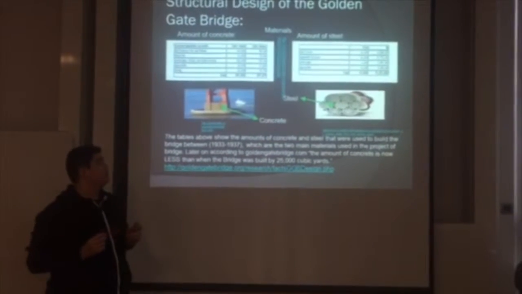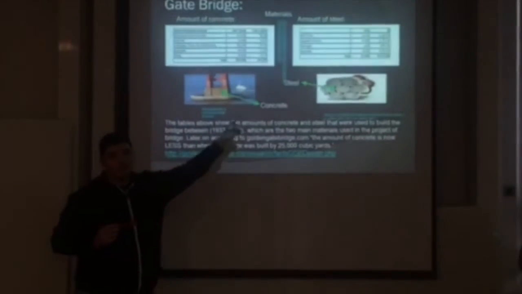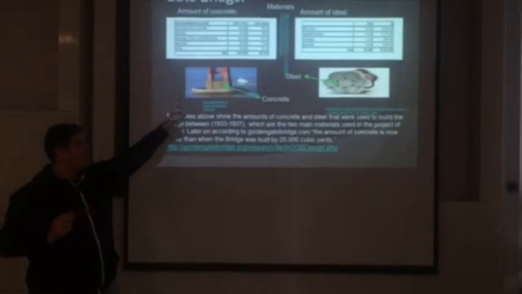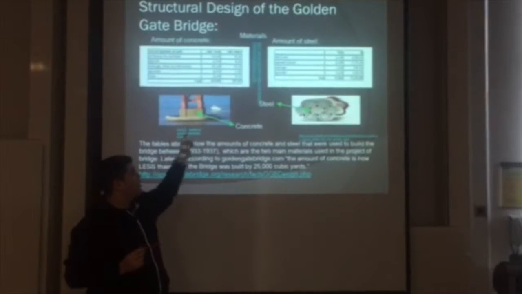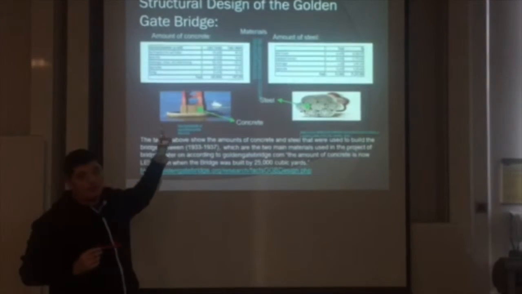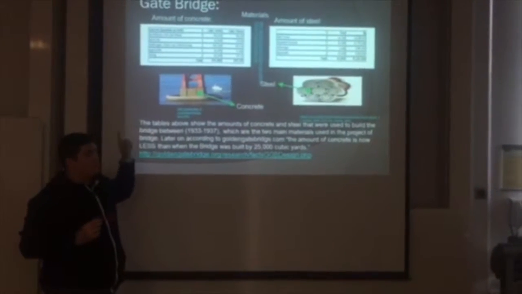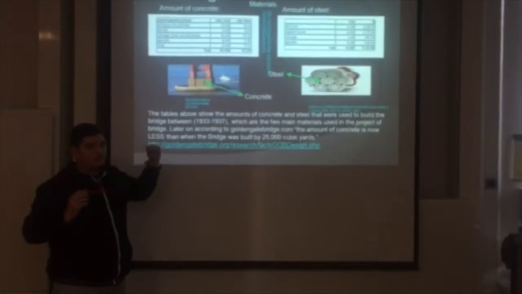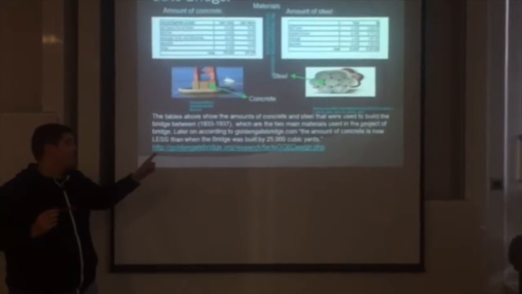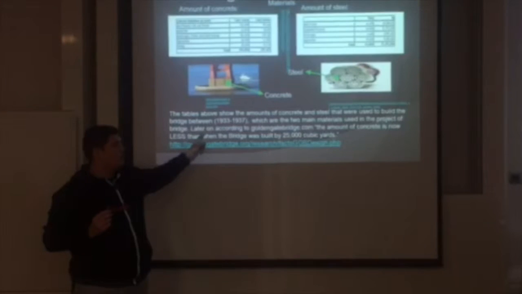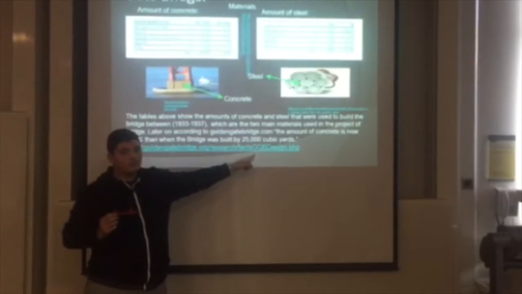First of all, the two main materials that were used to build the Golden Gate Bridge are concrete and steel. These two tables that I got from the Golden Gate Bridge official website show the amounts that were used, both for concrete and steel. These are the amounts that were used to build the Golden Gate Bridge at the beginning, between 1933 and 1937. But later on, they decreased the amount of concrete by 25,000 cubic yards.